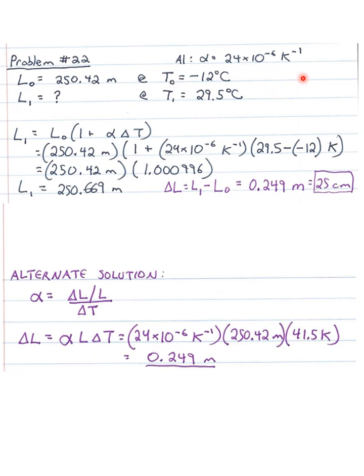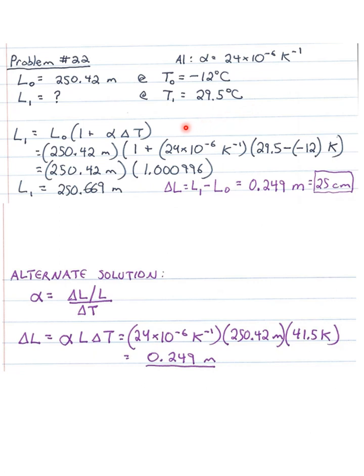All right, here's my given information. We know it's aluminum, so we're going to use the coefficient of linear expansion. We have the initial length at a temperature of negative 12 degrees Celsius, and we have what we'll call the final length at this higher temperature, 29.5 degrees Celsius. We want to know what its length is going to be, but more to the point, what the question is asking is by how much has its length increased? So it's actually delta L that we're interested in.